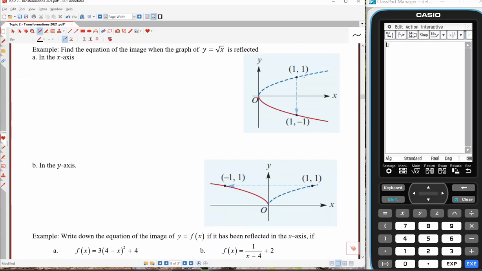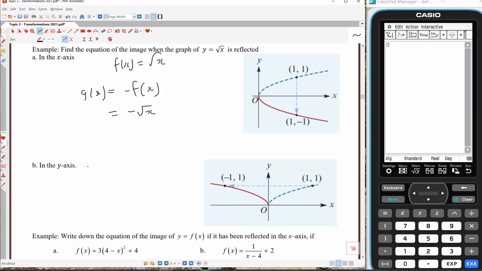Right, so find the equation of the image when the graph of this is reflected in the x-axis. So I'll go f of x equals root x. And to do that, g of x equals negative f of x. So reflections in the x-axis simply negate the function, negative root x. So g of x equals negative root x.